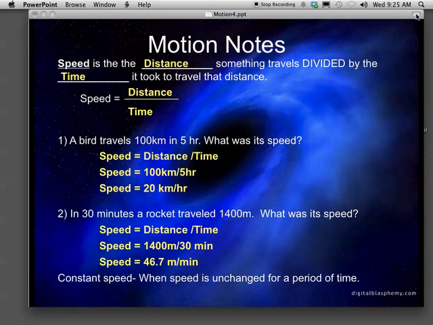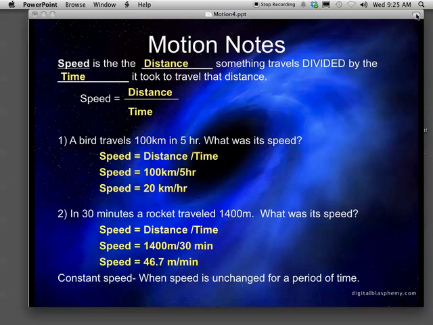Did I tell you guys yesterday this is incorrect? It was supposed to be seconds. Because a rocket, I can probably walk 46.7 meters per minute. A rocket is going to be traveling much faster.